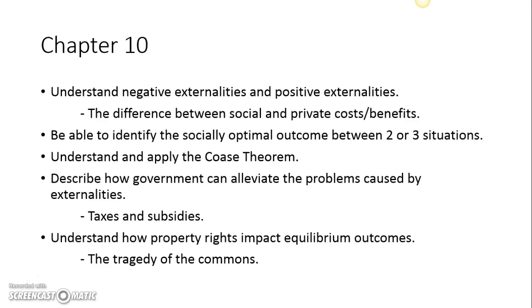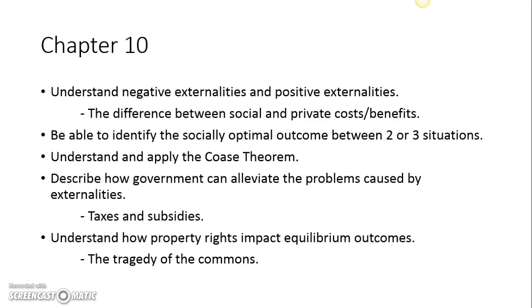And then the last thing is chapter 10. So in this chapter, you want to understand the difference between a negative and a positive externality. And that basically boils down to differences between the social cost or benefit and the private cost or benefit. So remember, in negative externalities, the social cost is higher than the private cost. And that means that in equilibrium, we're going to produce too much of the good relative to the social optimum.